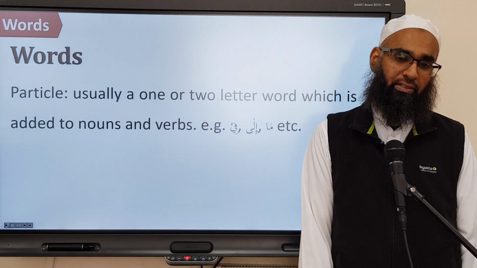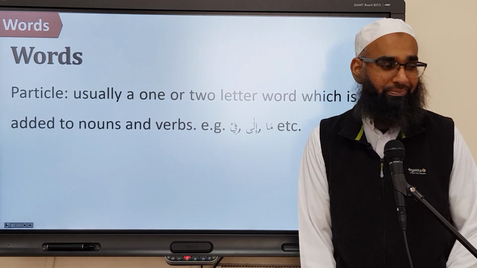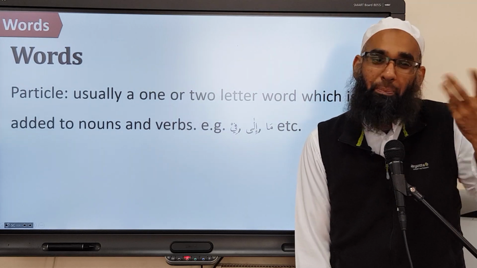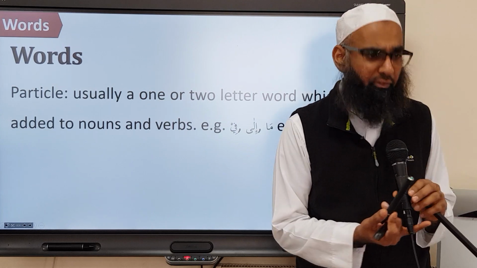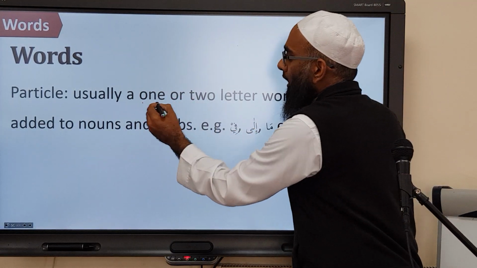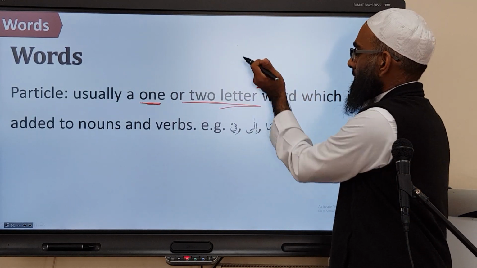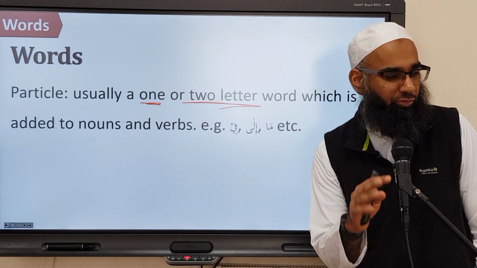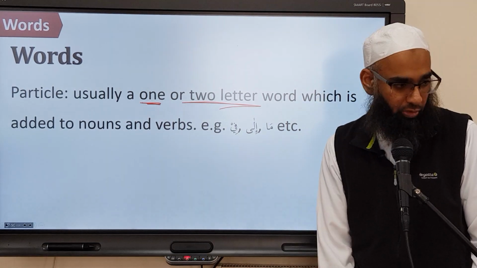A particle. What's the last part? A particle. What's a particle? Anything that is a joining word. But obviously you need to know the meaning. For a simple little understanding, obviously this won't work everywhere, but for now, as a beginner, the easy rule is 1 or 2 letters. If you have 1 or 2 letters, then more often than not, 90% of the time, this is going to be a particle. You following me?